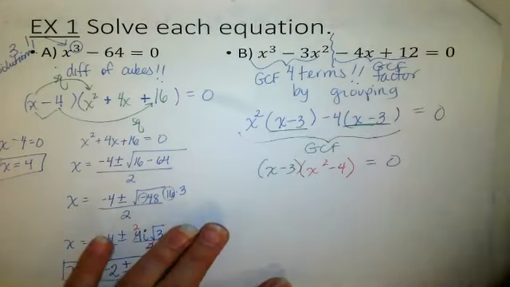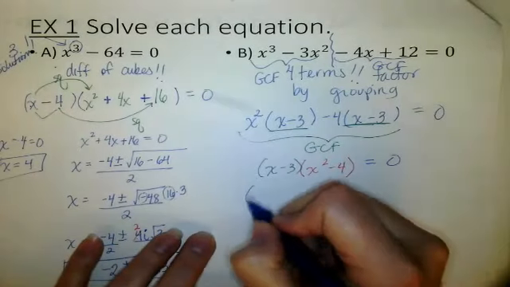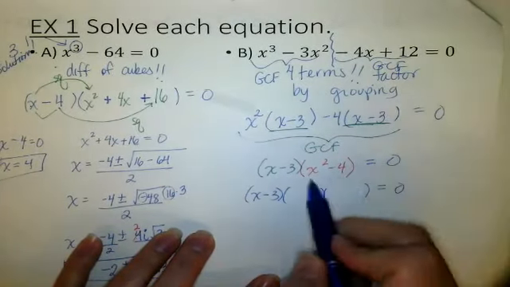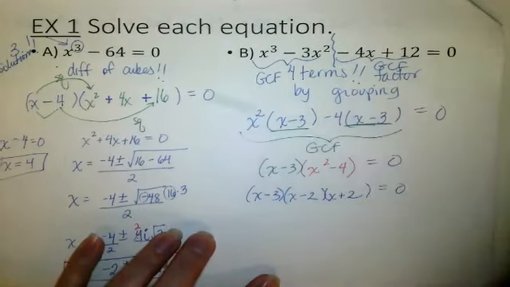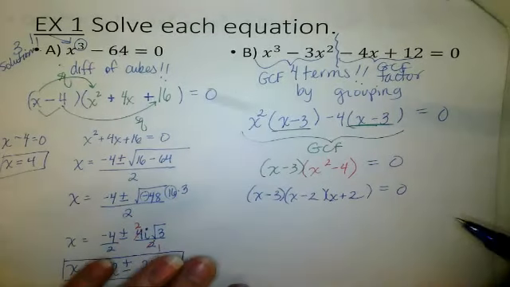Can anything else double bubble? So I have x minus 3, and then x squared minus 4 double bubbles into x plus 2 and x minus 2. Okay, good. Now that was fantastic. What a good refresher, right? That's been a while, huh?